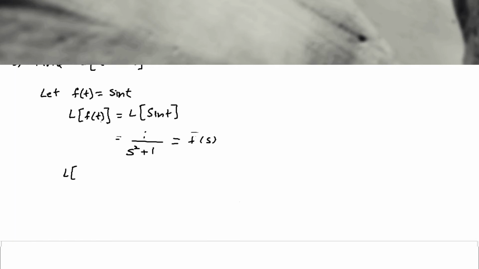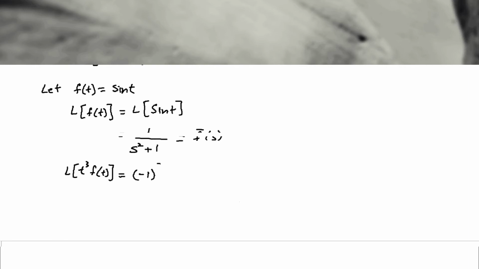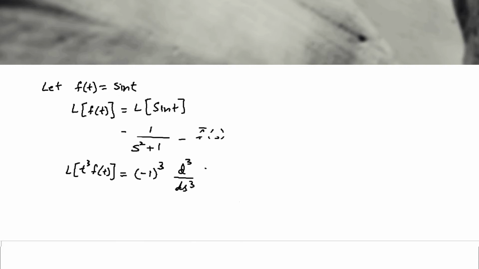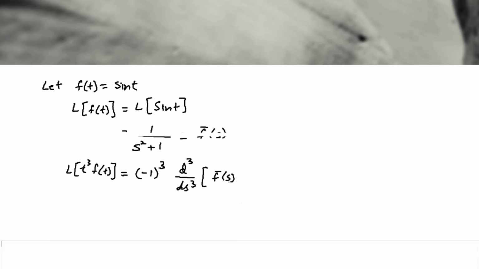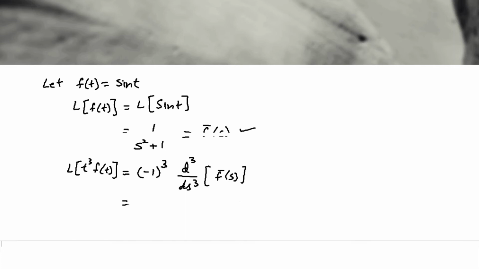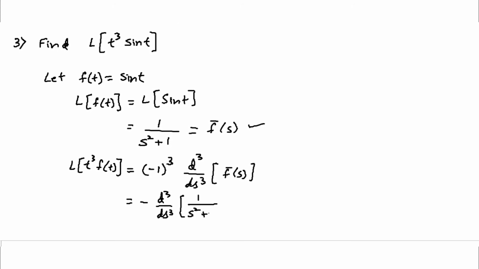Now over here I have to include the t value from the question. It becomes t cube into f of t. For t cube into f of t, the formula will be minus 1 power of n. So what's the value of n in this case? n value is 3. So you'll be getting d cube by ds cube times of f bar of s. We know the value of f bar of s over here, you need to just plug in that value. So minus 1 whole cube, whenever you have odd power, negative sign will come outside. And you have d cube by ds cube times of f bar of s. f bar of s is 1 by s square plus 1.